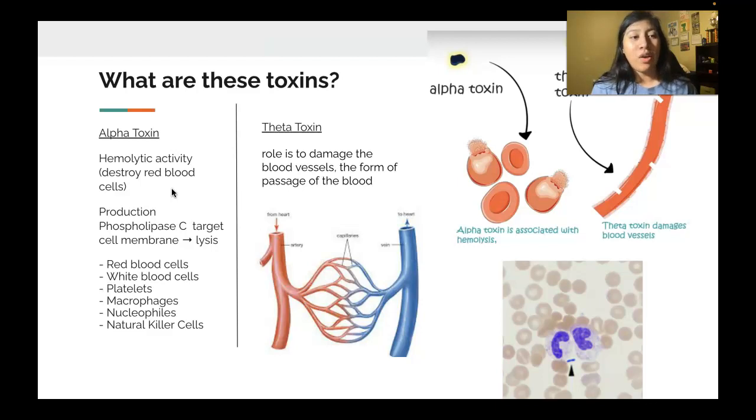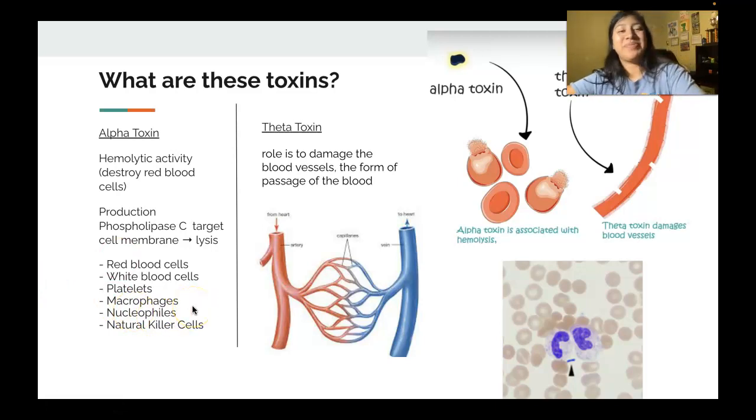They form the production of phospholipase C, and what happens is that phospholipase C starts targeting the membrane cells and they perform lysis, which is destruction of the membrane, and the cells just start oozing out. This isn't limited to red blood cells. This also happens to your white blood cells, your platelets, which are what go to the wounds to try to heal it, macrophages, neutrophils, natural killer cells, all of these cells that are trying to help you against the foreign pathogen.